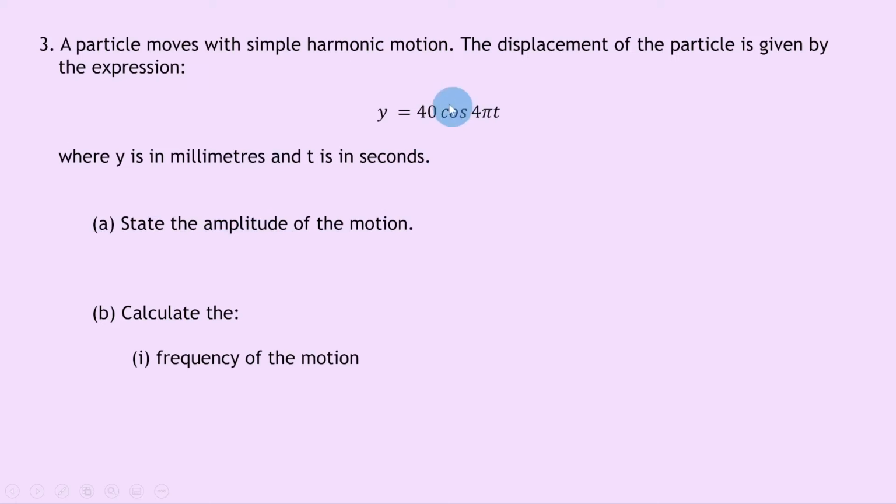Well, remember, comparing this expression with the general expression for displacement when y equals a at time t equals 0, we have y equals a cos omega t, so that means that the amplitude a is simply 40 millimeters.